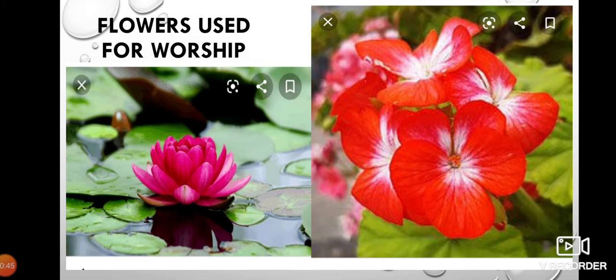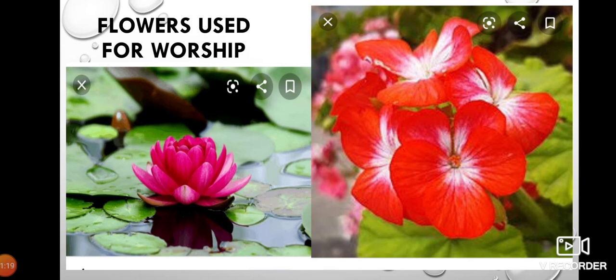Next slide shows the flowers used for worship. The bright red color which you are seeing in the slide, this is the geranium flower which is commonly used in all temples. And the other flower is the lotus flower which is used for special pujas as they are difficult to find. Tulsi is also a most common flower that is used for puja in Kerala temples.